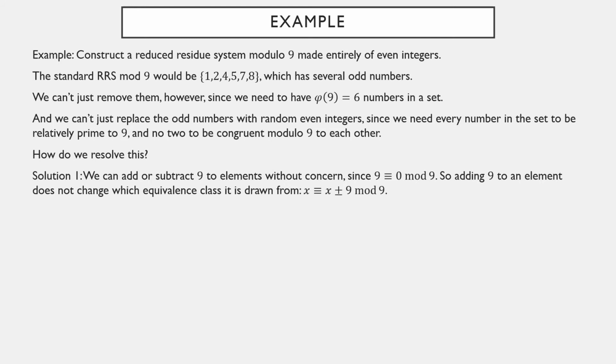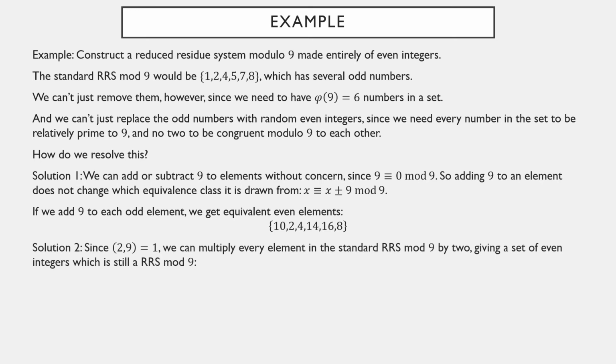x will always be equivalent to x plus 9 or x minus 9 modulo 9, since 9 is the same thing as 0. So if we start with an odd element and we add 9, it will now be even. So replace 1 with 1 plus 9 is 10, replace 5 with 5 plus 9 is 14, and replace 7 with 16. We haven't actually changed which equivalence classes we've drawn elements from. 1 is equivalent to 10, so I still have one element from that equivalence class, and so forth. So now we have a collection of 6 elements. They are all relatively prime to 9, and no two are equivalent mod 9 to one another.